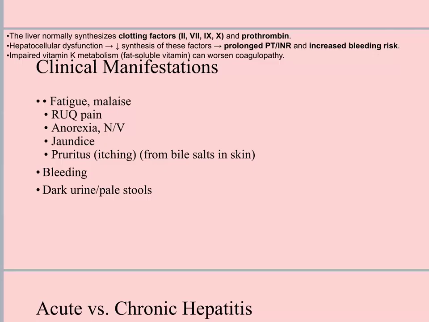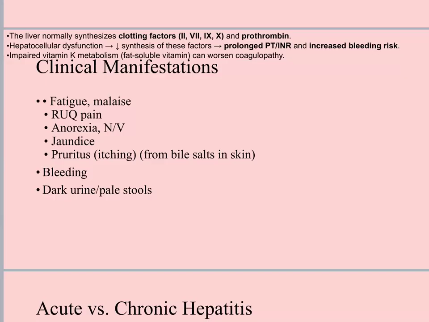Vitamin K, which we talked about the large intestine's role with that, but the liver has a role with that as well because it's a fat soluble vitamin. It can't be metabolized. And so that is definitely going to make somebody a bleeding risk.